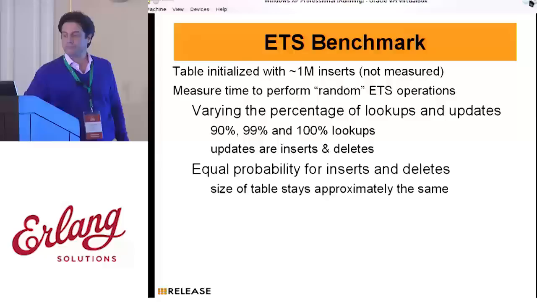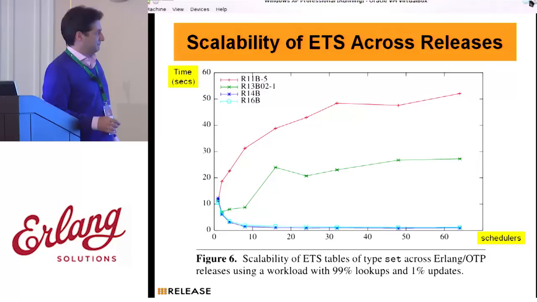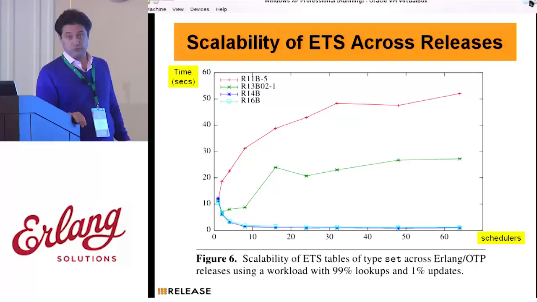So this is what the benchmark does. And here are the numbers. And you can see here that R11 was terrible as far as time is concerned, as you increase the number of schedulers. R13, with its support for write concurrency, has improved the situation a bit, but is not there yet. And from R14 on and R16, at least you get no degradation in the performance when you use ETS.